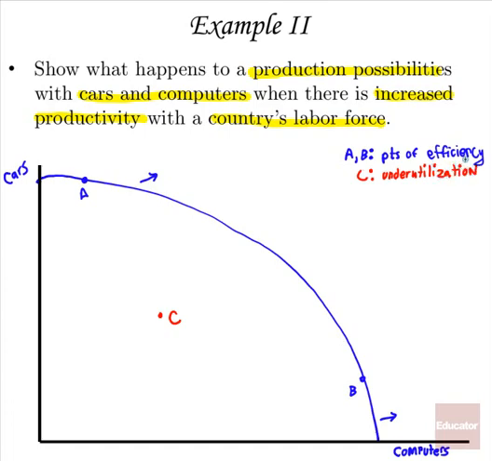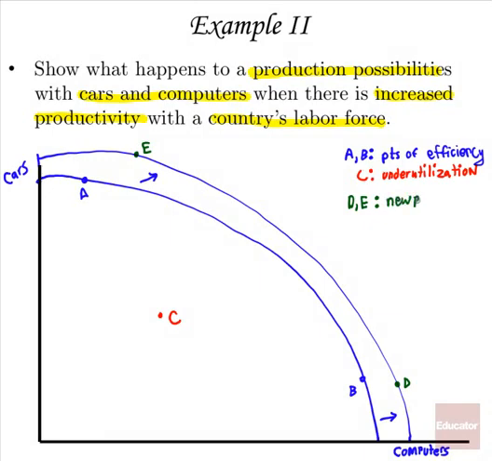Okay, and again, if there's increased productivity in the labor force, then what happens is that there is an increase in the production possibilities frontier. And let's put new points here. Let's put points D and E. So points D and E would represent new points of efficiency. With economic growth, points D and E are now possible. So these are new points of efficiency.